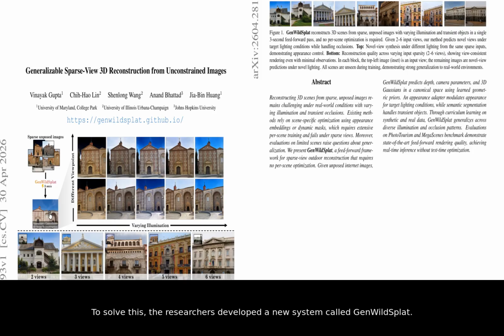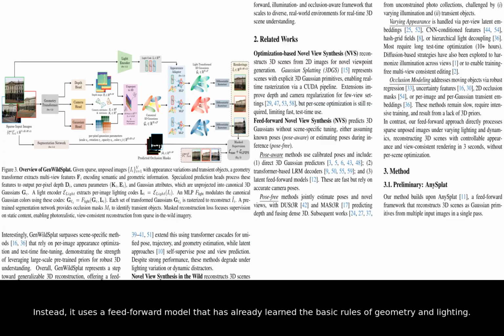To solve this, the researchers developed a new system called GenWildSplat. This new approach can take as few as 2 to 6 unposed photos and reconstruct a scene in just 3 seconds. The genius here is that it doesn't need to learn each new scene from scratch. Instead, it uses a feed-forward model that has already learned the basic rules of geometry and lighting.